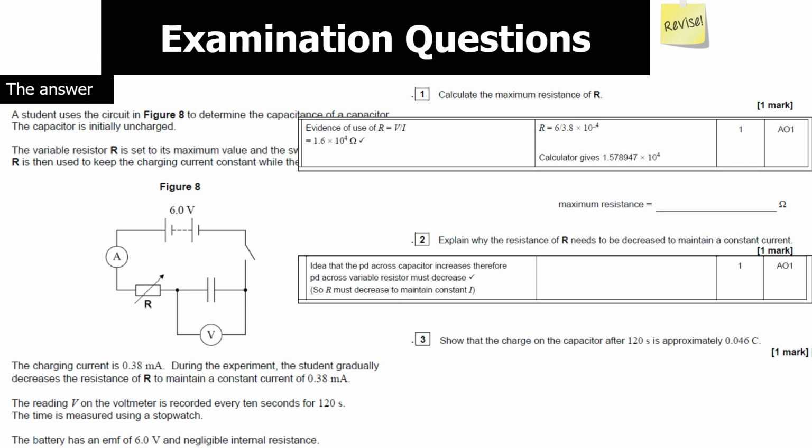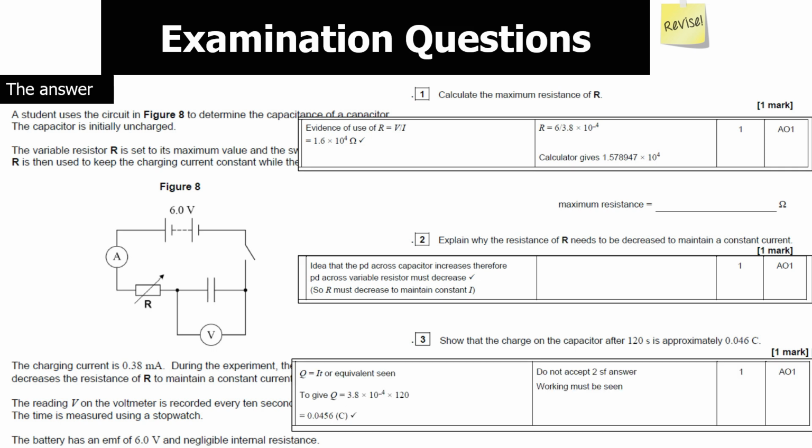Now in this last one, we've been given the current and the time. So the obvious thing to work out is the charge by doing Q equals IT. We know that milli means 10 to the minus 3, so it's 3.8 times 10 to the minus 4 multiplied by 120 seconds to get 0.0456 coulombs.